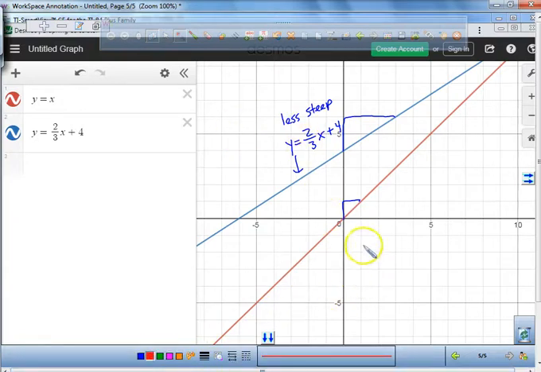This line is considered to be steep in this line. What happened to the y-intercept? It was right here. What happened to it? It went up 4 units, right?